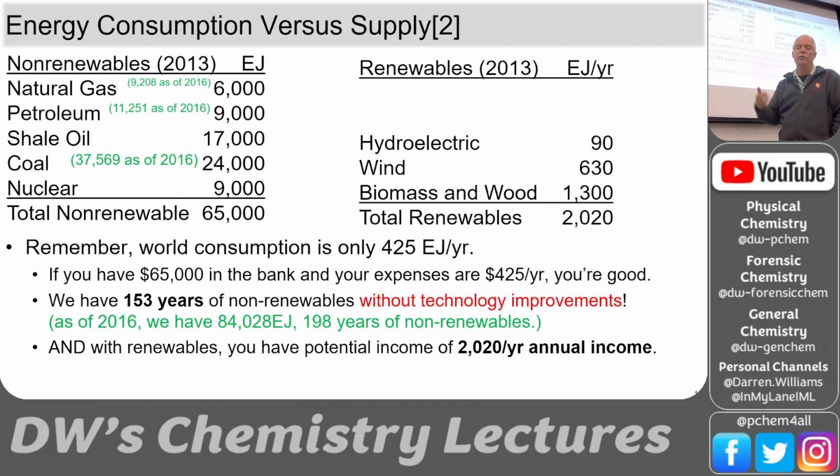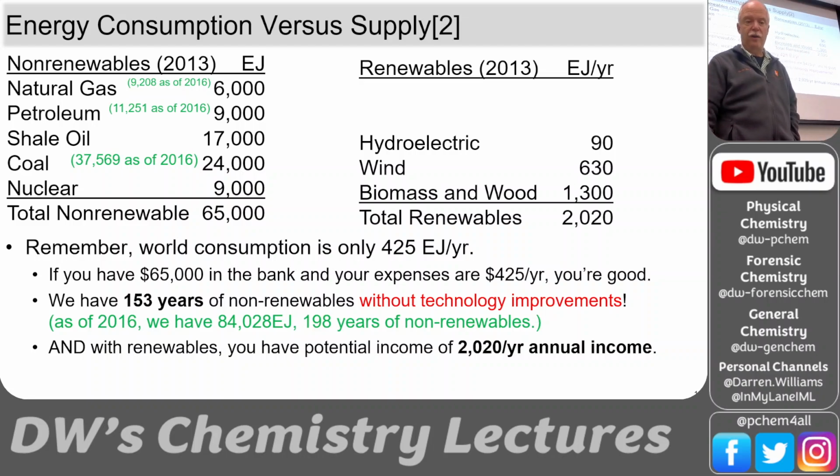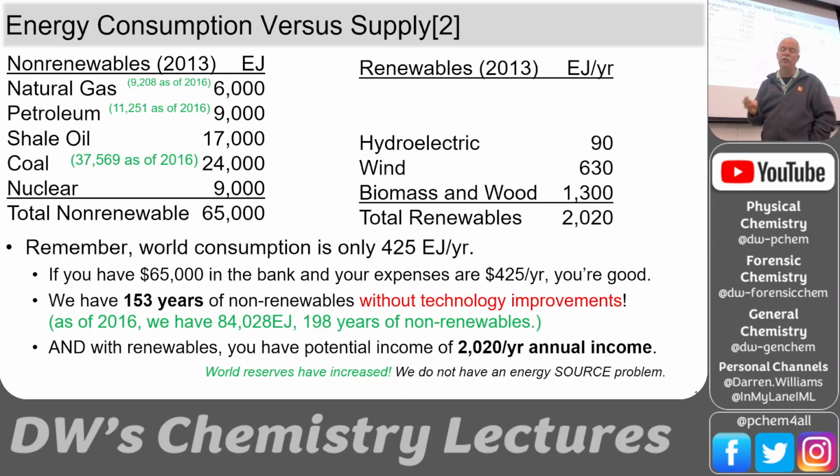Okay, and then if you throw in renewables, we have say 65,000 in the bank. We use 425 a year, and we've got a regular income possibility of 2,000 a year. So the conclusion is we don't have an energy source problem. We have way more energy sources than we consume. Okay.